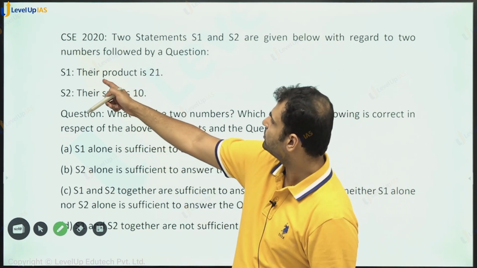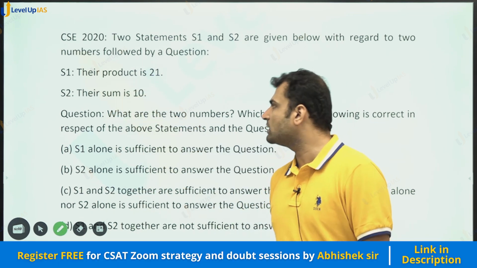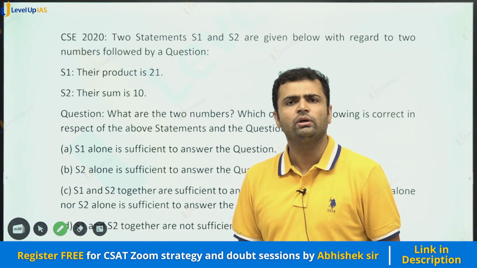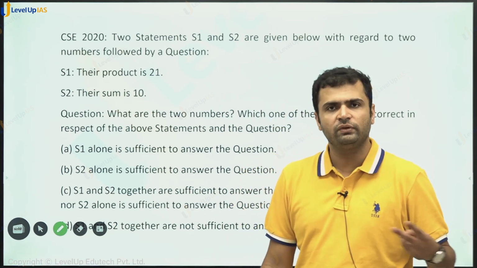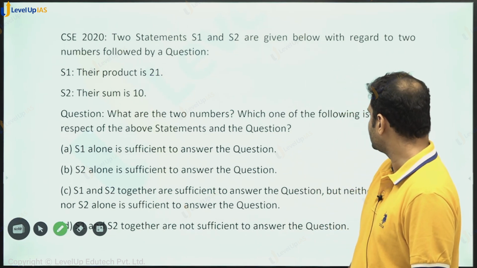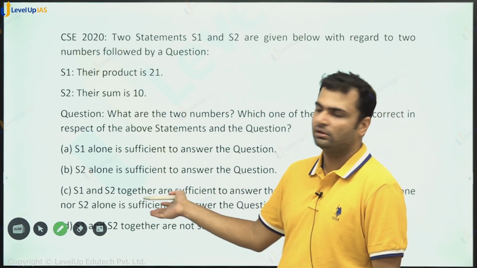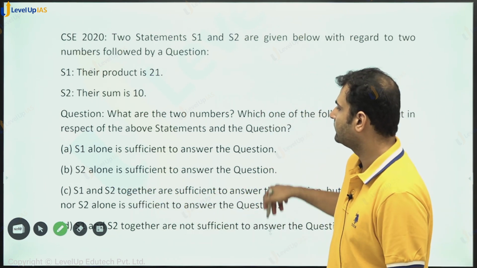Statement 1 is the product of the numbers is 21. So that is equation 1. Second, their sum is 10. That is the second equation. So with two equations, for two unknowns, we need both the statements. So the answer is: statements together are sufficient, but neither statement alone is sufficient to answer the question. So the answer is going to be C. Very easy.